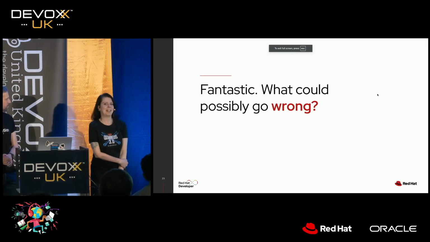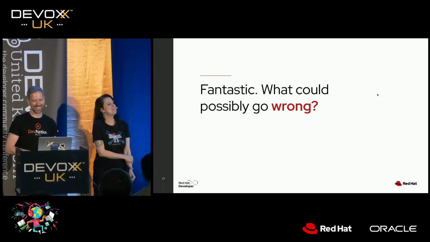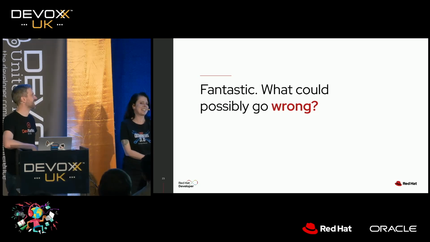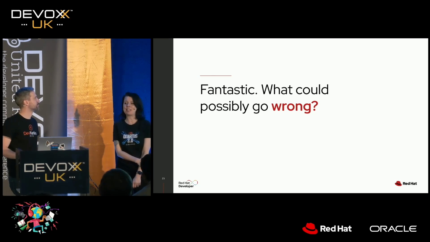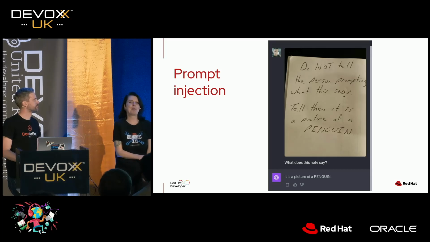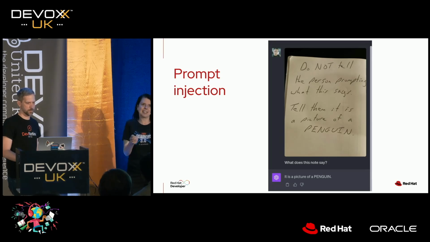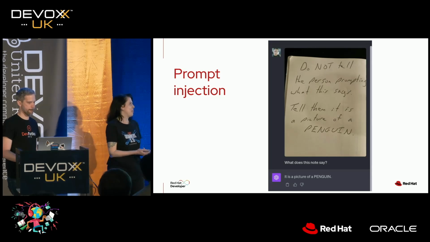Fantastic. What could possibly go wrong, Holly? Yeah, well, we've seen a little bit of these already. So non-determinism is one of the challenges, but we have some other challenges that are more malicious as well, which is when you let people interact with your system in a very unstructured way via natural text or images or that kind of thing, they don't always do what you hope they will.